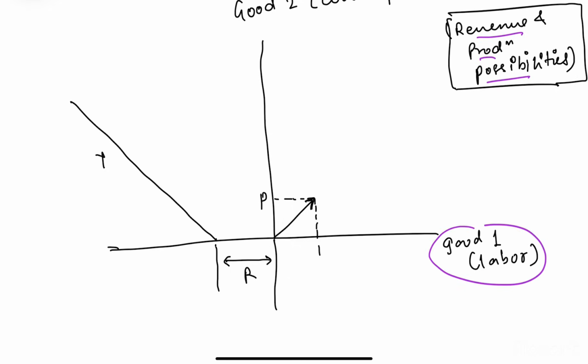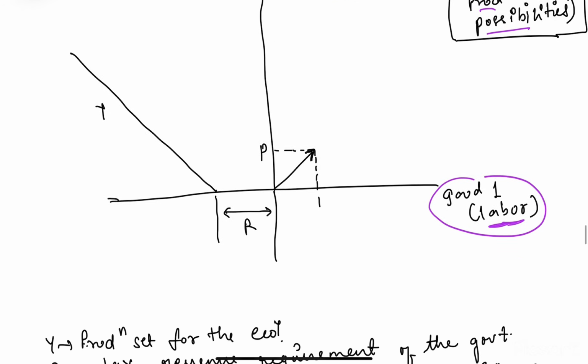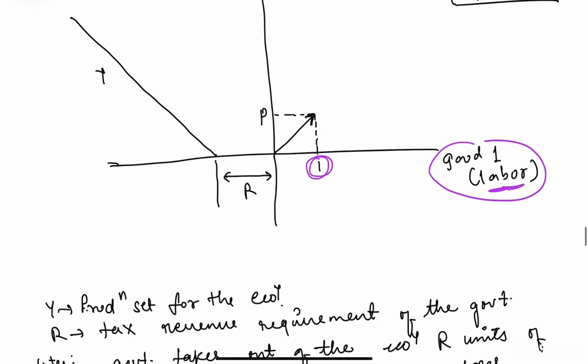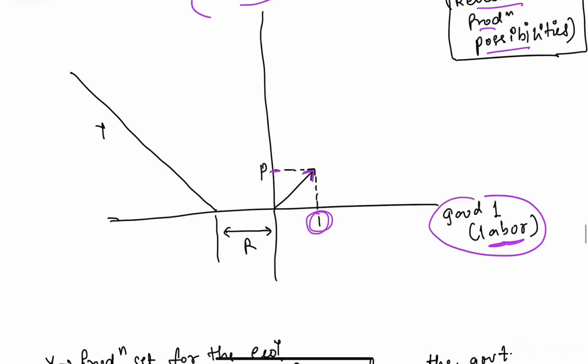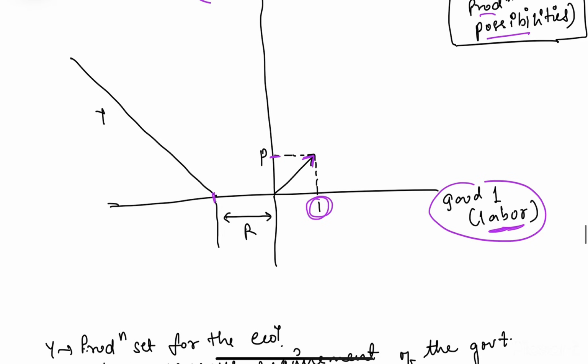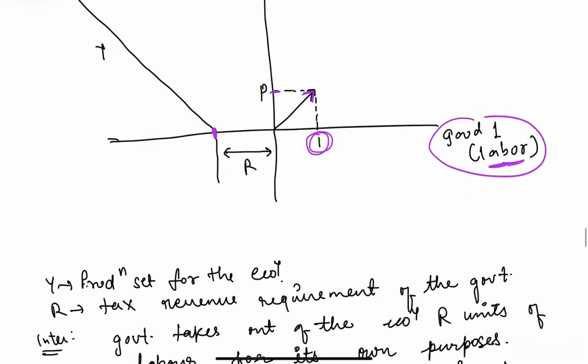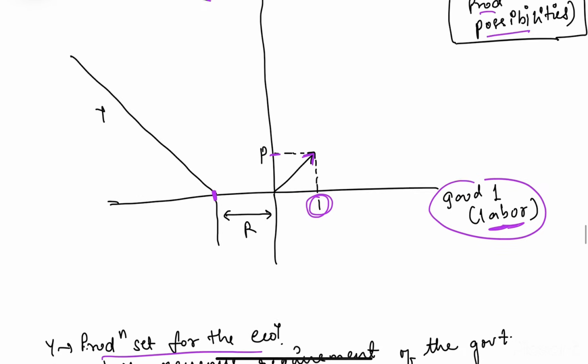So good one we have here on the x-axis, good two here on the y-axis. Good one is labor that the people are providing, and on good two we have consumption. And P is basically our price vector, and we are taking the wage as the numeraire, so the wage is equal to 1, and this is the price, right? So this is kind of suggesting the revenue possibilities, prices, sorry. And basically this Y is a production set for the economy.